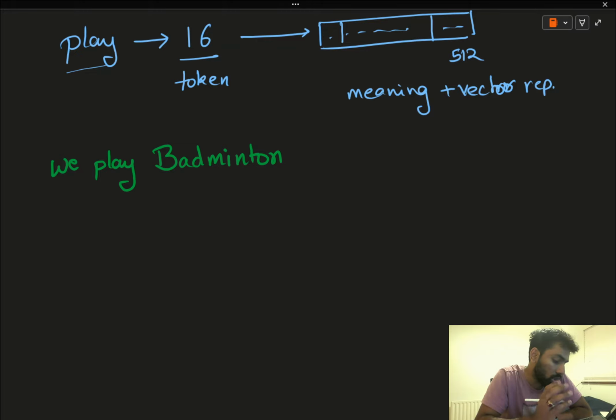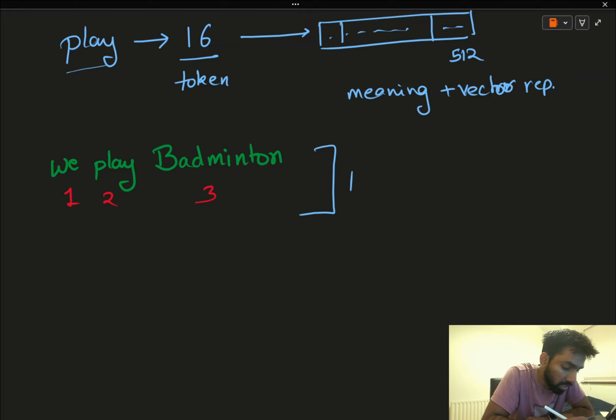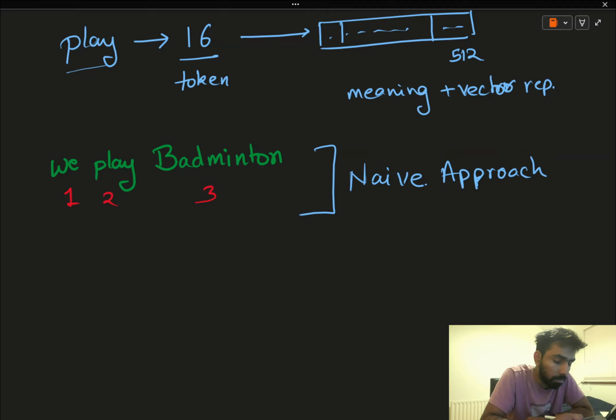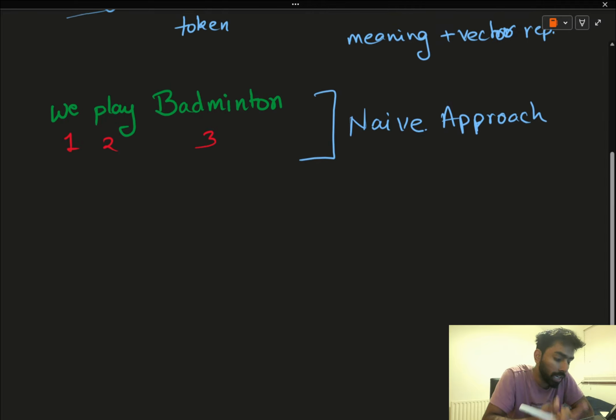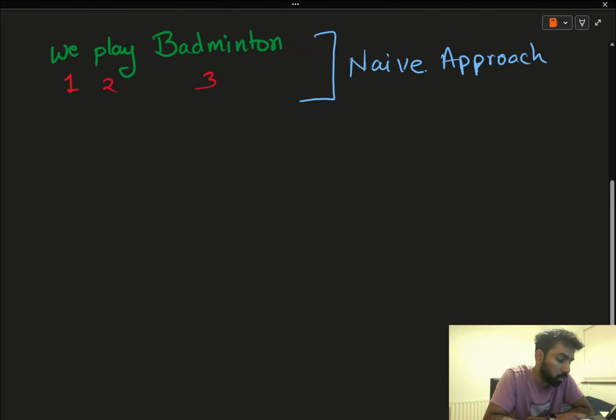So to maintain the order of the complete sentence in a numerical representation, what we do is positional encoding. Now let's say we could have said 1, 2, 3. So the position of we is 1, play is 2, and badminton is 3. We could have done this as well. And this one is the naive approach, right? The base approach anyone could think of. Okay, let me just say 1, 2, 3.